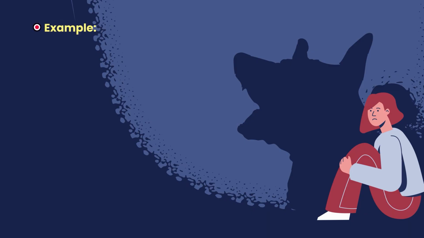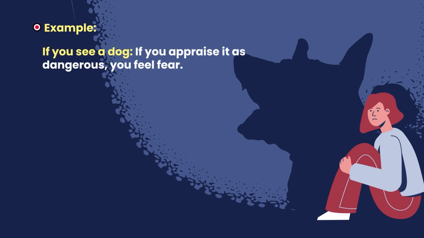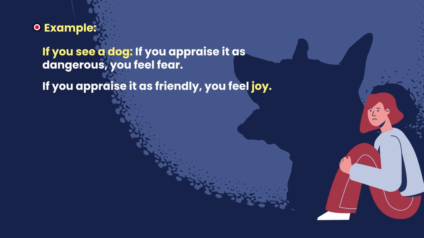So the cognitive mediational theory of Lazarus explains emotion in a different way. For example, if you see a dog and appraise it as dangerous, you will feel fear. If you appraise it as friendly, you feel joy. In this case you can understand how emotion is experienced by an individual, not only because of physiological changes. The physiological changes take place at the end.